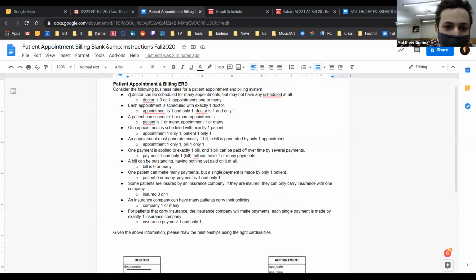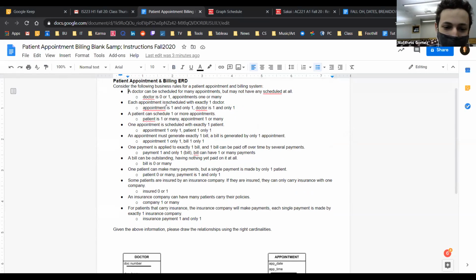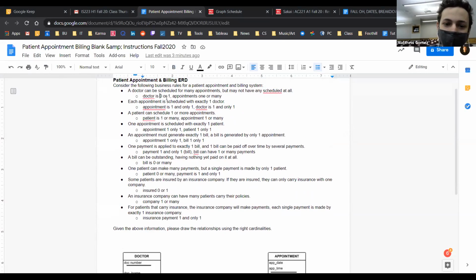So we have, for the first one, a doctor can be scheduled for many, but may not have any scheduled at all. So for that, we thought the doctor could be 0 or 1, either doesn't have something scheduled or does, but the appointments themselves would be 1 or many because it could be up to any amount of appointments for that one doctor.